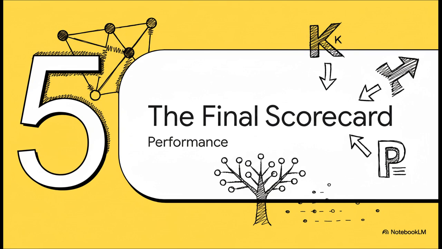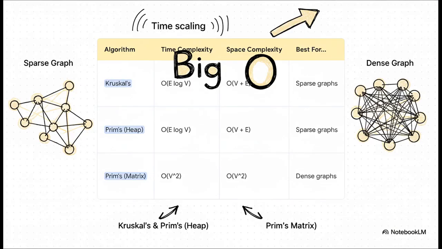Okay, so we have 2 totally different but equally correct greedy algorithms. So which one's better? Well, like most things in computer science, the answer is, it depends. Okay, don't let this big O notation scare you. It's really just a fancy way of talking about how efficient an algorithm is, how much slower it gets as the network gets bigger and bigger.